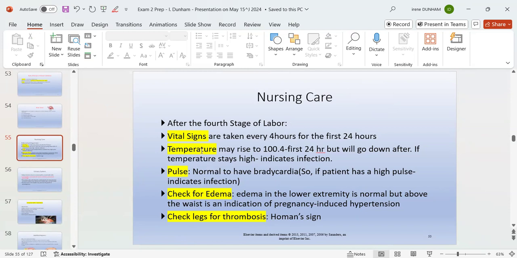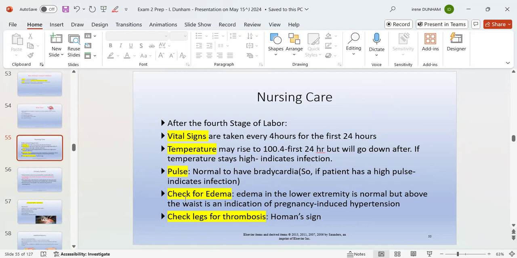All right. So you're going to do your vital signs. Now, what you have to remember, which is a good test question, is that after delivery the pulse of a patient can be normal down to bradycardic. If the patient has a high pulse afterwards, it can indicate that she's having problems, such as an infection, or it could be that she's bleeding and going into shock, tachycardia. So after delivery, it's normal to have a normal pulse down to bradycardia. That's what I want you to remember. If she has a high pulse, it could indicate an infection or a hemorrhage.